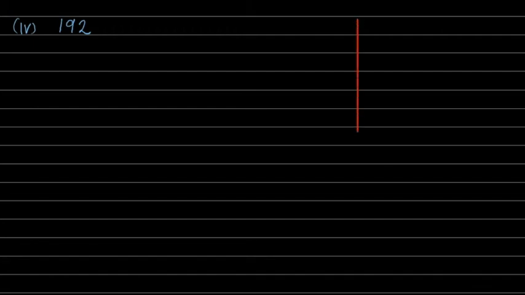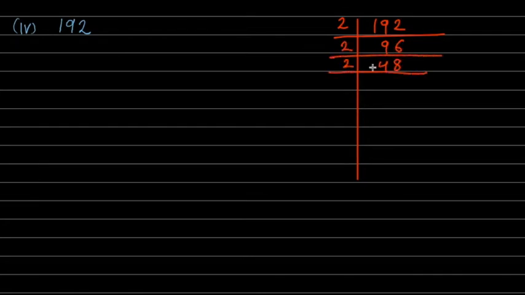Next part is 192. It means we have to do the prime factorization of 192. Start with 2, 2 9s are 18 and 2 6s are 12. Then again 2 4s are 8, 2 8s are 16. Then again 2 2s are 4, 2 4s are 8. Again keep going till you get a 1 and then 3 1s are 1.